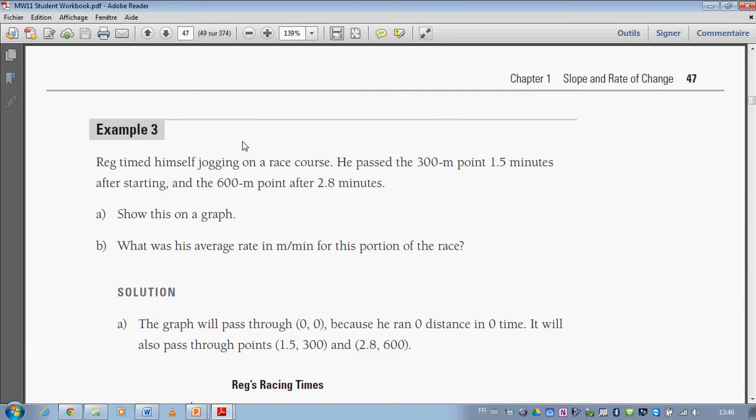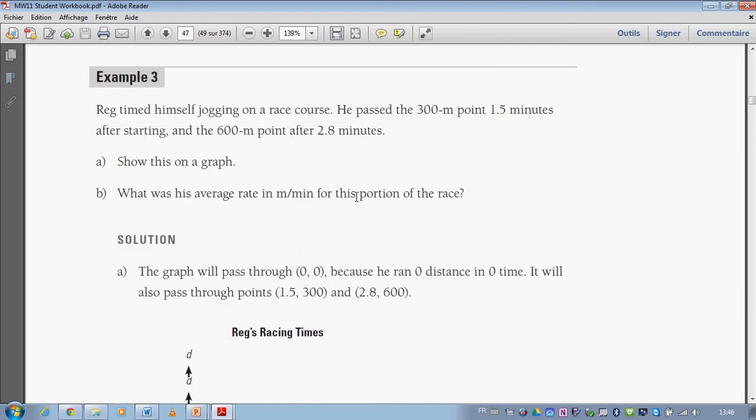Then we move on to example 3. So here, Reg timed himself jogging on a race course. He passed the 300-meter point 1.5 minutes after starting, and the 600-meter point after 2.8 minutes. So if you were to show this on a graph, you'd have to figure out what is the dependent variable and what's the independent variable.